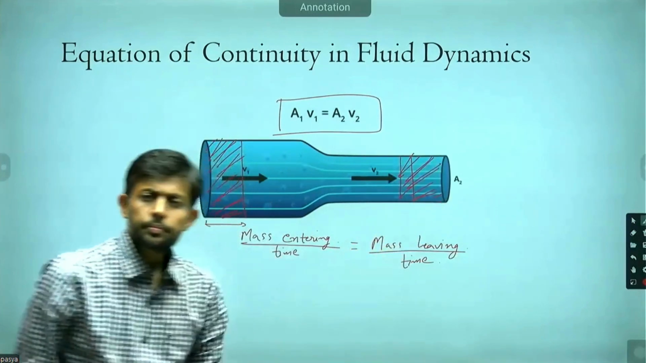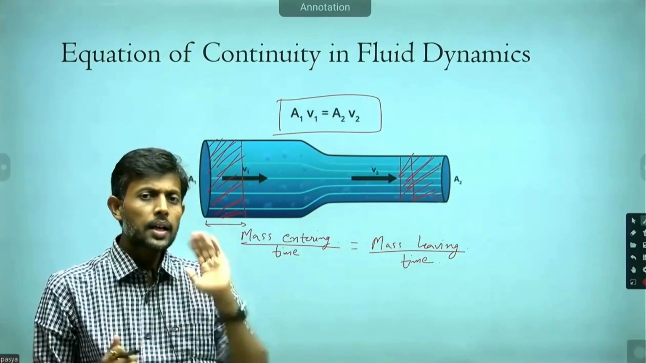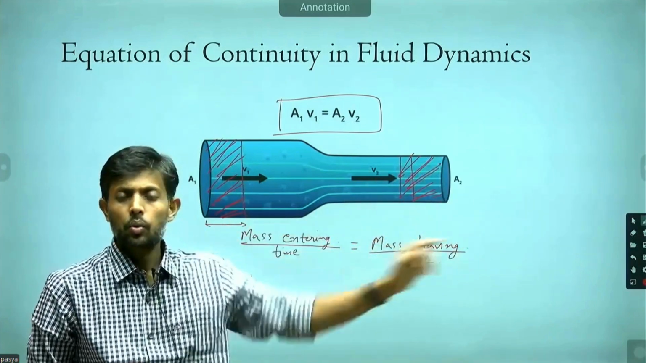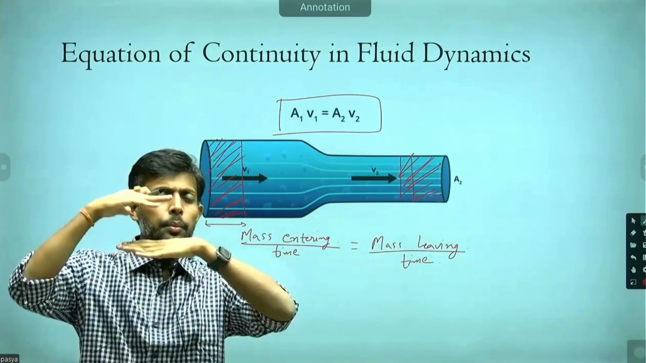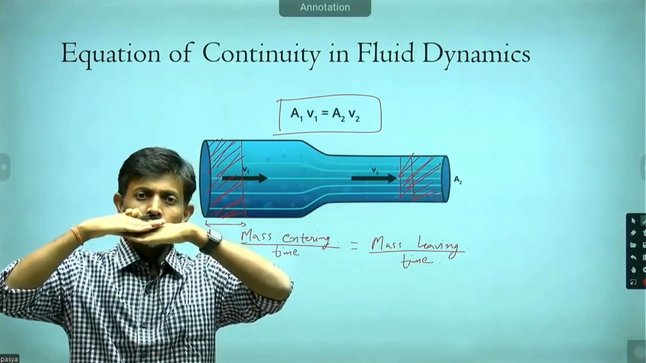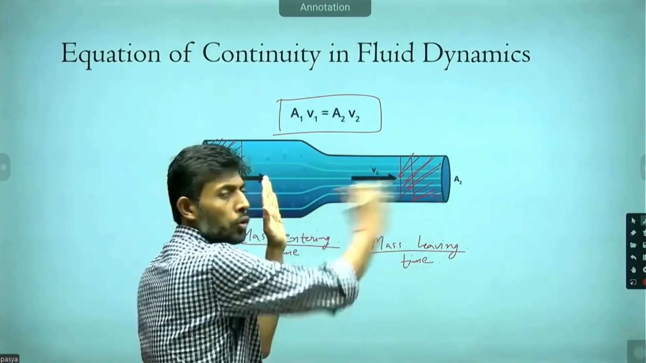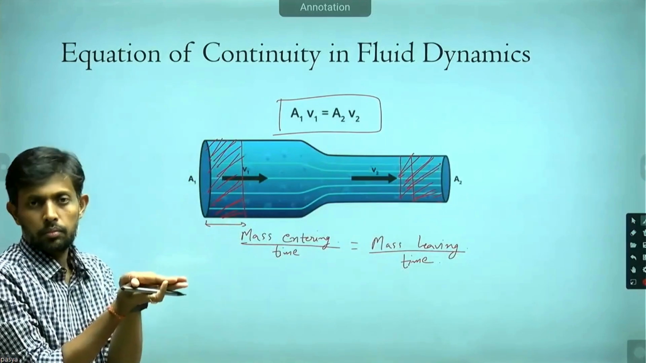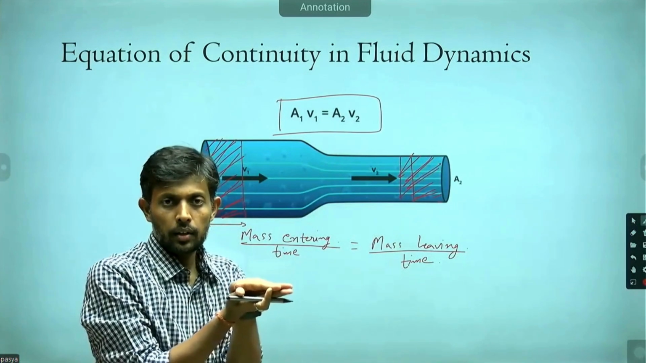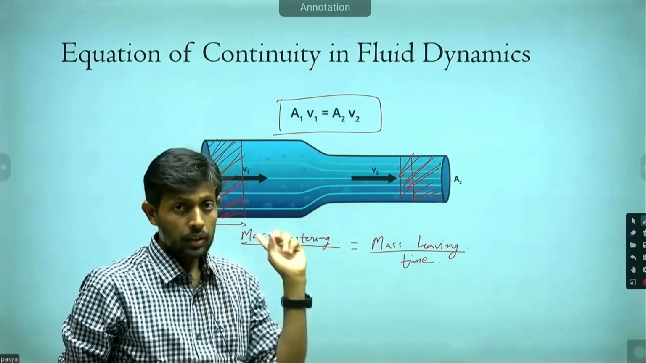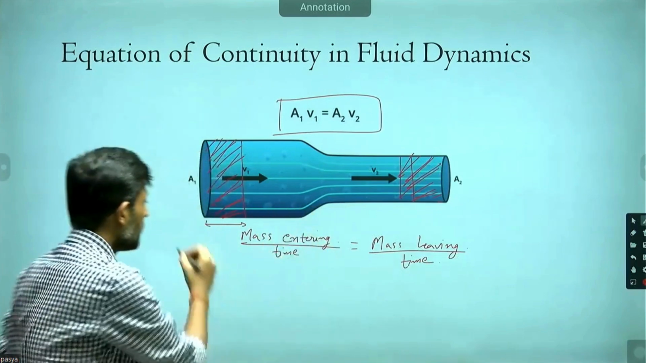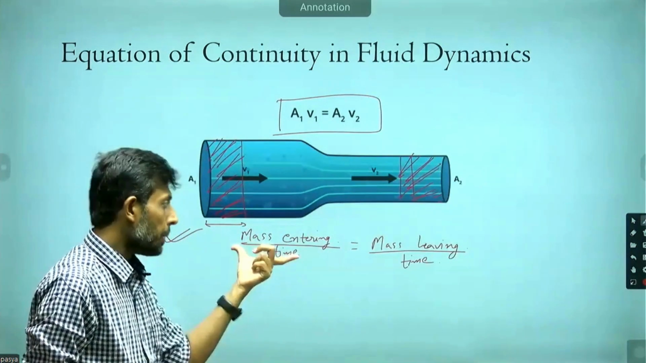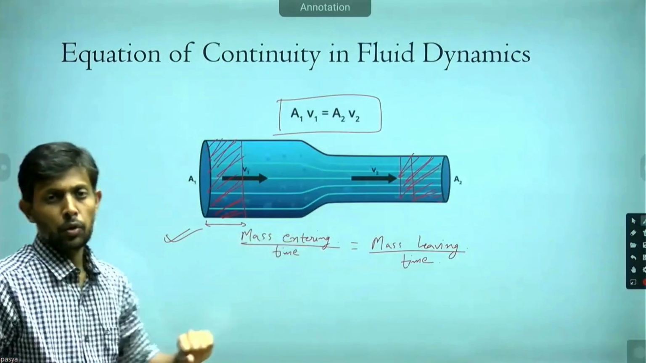And what if the mass entering is less than the mass coming out? What would happen then? Then the pipe, with time, will start shrinking because more and more fluid is coming out and less fluid is going in. So the pipe will kind of shrink. But that does not happen in a steady flow. That's why this stays valid. All right. Coming back to writing the expression for mass.